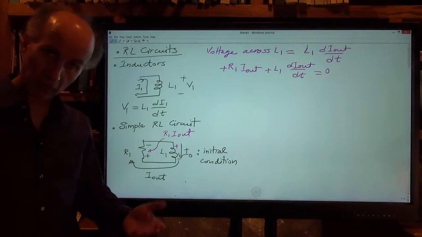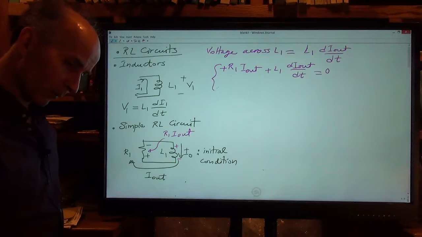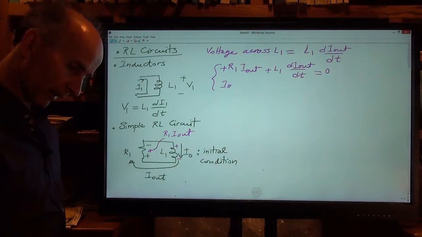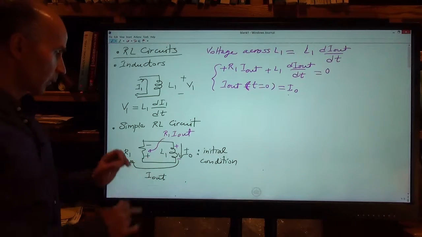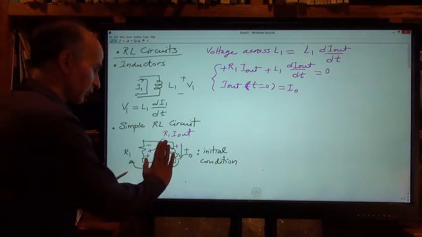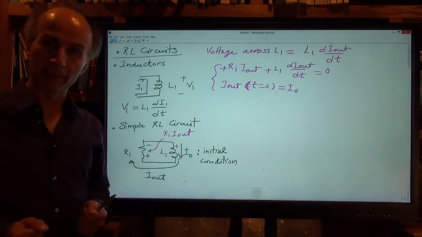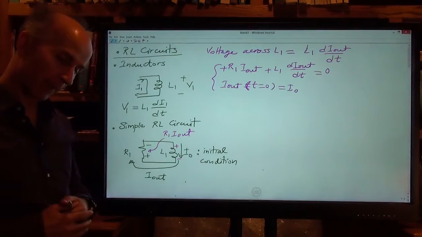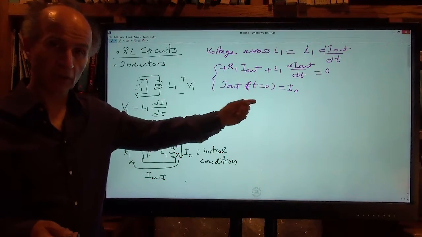This is a differential equation governing the behavior of the circuit. And we know one more thing, and that's that I out at time equals 0 is equal to I0. We said that when we start the circuit and we take a snapshot of the current through this guy, it carries an amount of I0, let's say 1 milliamp. Okay, so now we need to solve this differential equation subject to this initial condition.